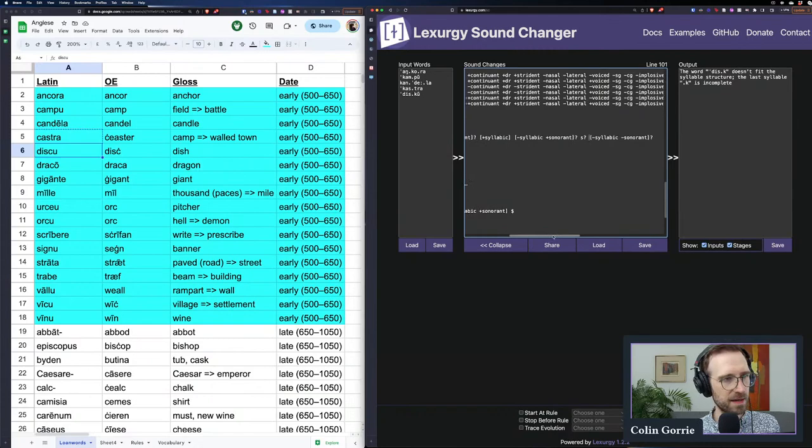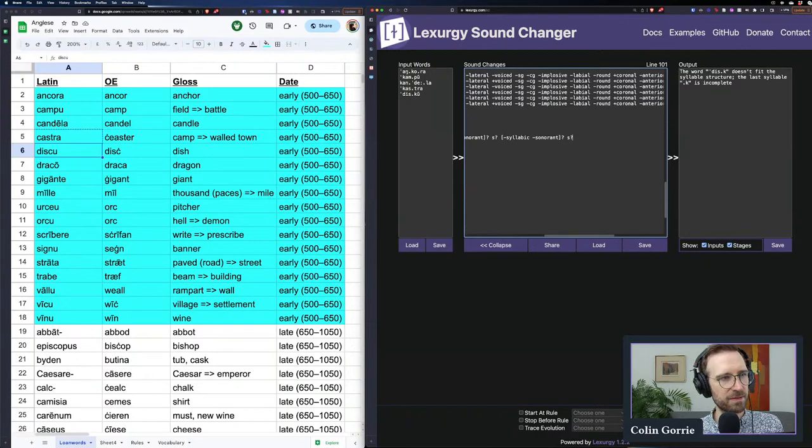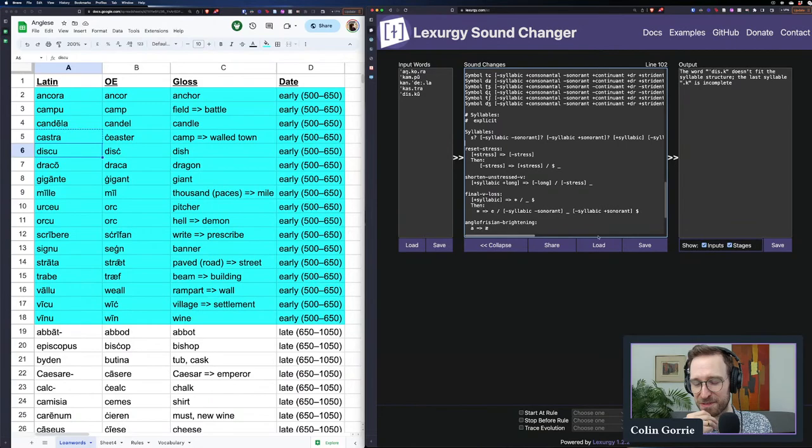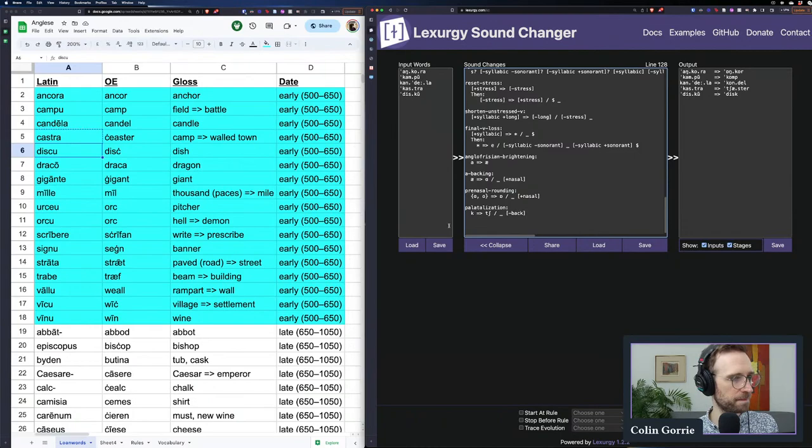So we need to put in a potential S here. And honestly, we need to put in S's all over the place, which we took out because while we were debugging, we forgot to put them back in. Thanks, Colin. I forgot to put them back in. Okay, so then we get disc, but that's not what we want. We want dish. So this is going to be part of our palatalization rule.